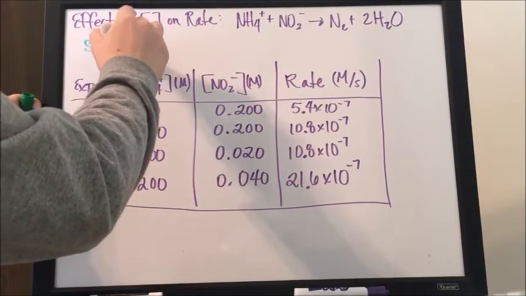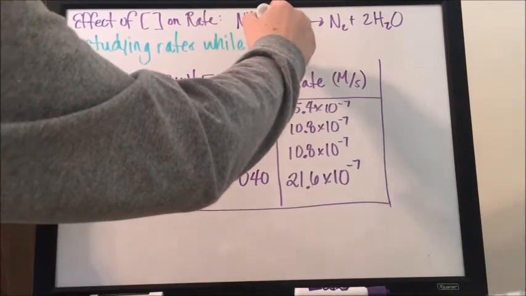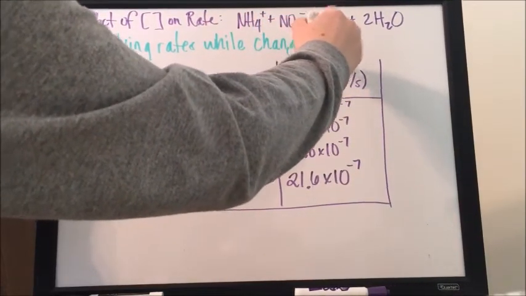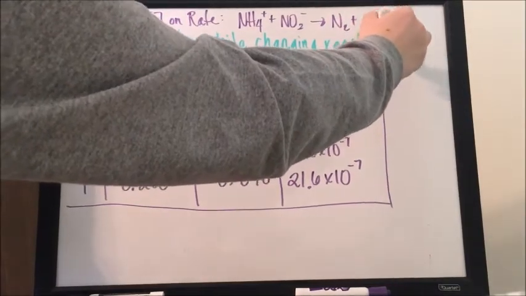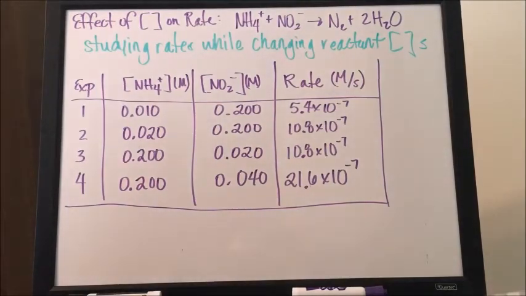studying rates while changing reactant concentrations. And that's the big idea behind this section. So we're going to be looking at what happens to the rate when we change the concentration of one reactant, but also what happens to the rate when we change the concentration of a second reactant, assuming that the reaction has more than one reactant.